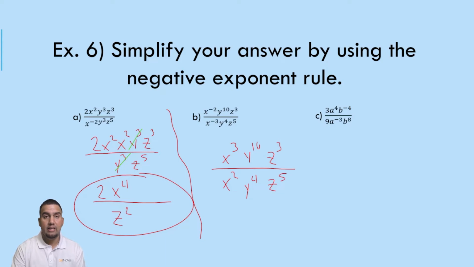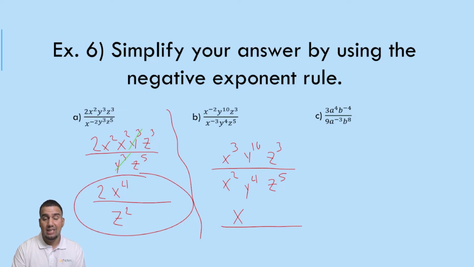Now I'm going to simplify the exponents. So I'm going to create another fraction, and I'm going to do x cubed over x squared, which means I'm dividing, so I'm subtracting the exponents. 3 minus 2 is 1. I'm going to put it where it's bigger, so x is going to go to the top. I don't need the 1 because this is my final answer, but if you want to write the x to the first, that's fine. Y to the 10 over y to the 4, I'm going to subtract the exponents.